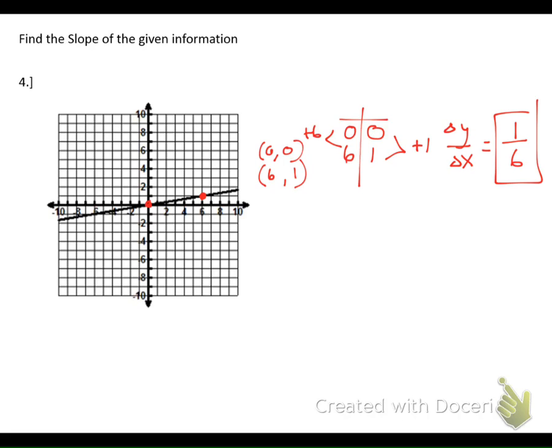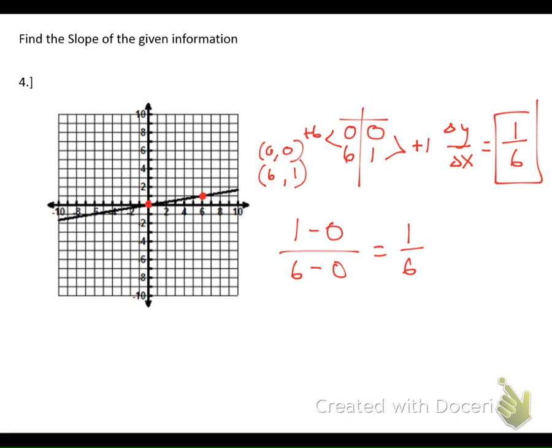Now if I tested this out just to show you the same way, if I do y2 minus y1 divided by x2 minus x1, that's going to give me 1/6 as well. So that's where you see it's really just the same thing as when we found our rate of change.